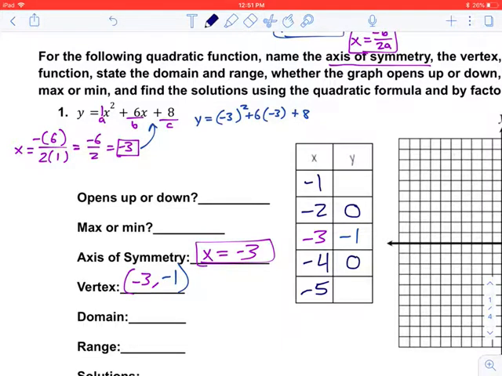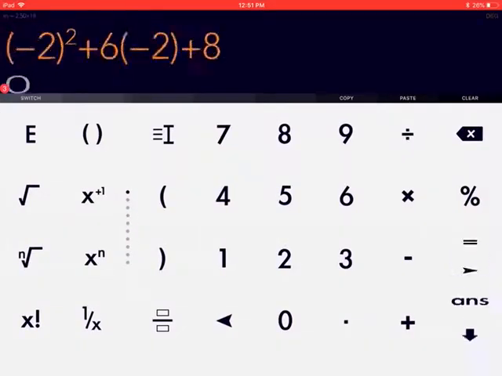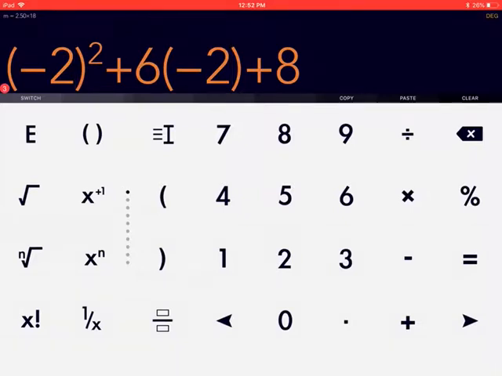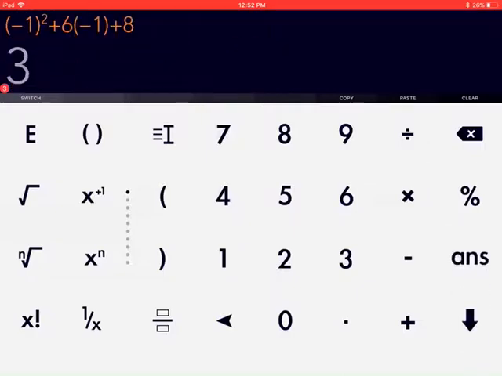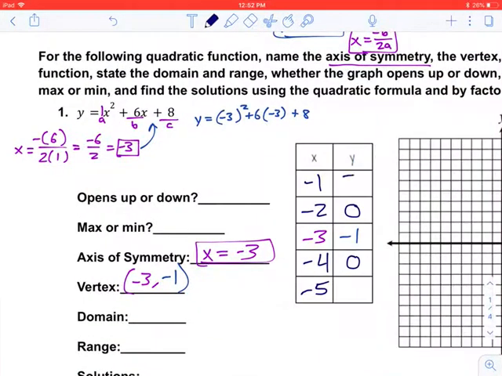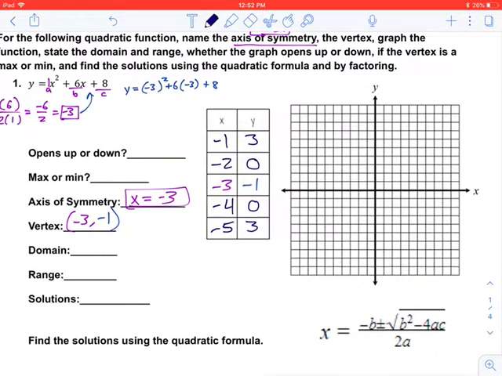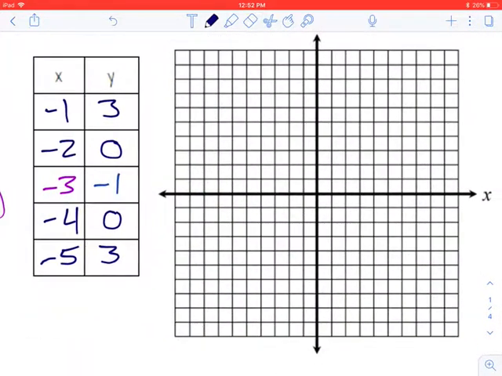Now I just plug in negative 1 or negative 5. So here's negative 1. And I get 3. So 3 goes there and there. And so now I'm ready to go ahead and graph it. So negative 3 is left 3, down 1. That's also my axis of symmetry, so I'm going to go ahead and draw that in as well.